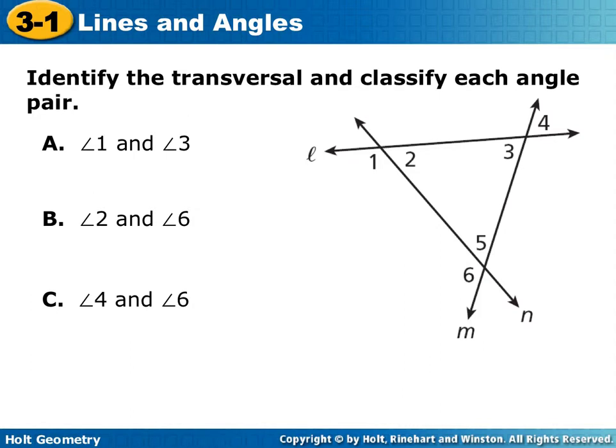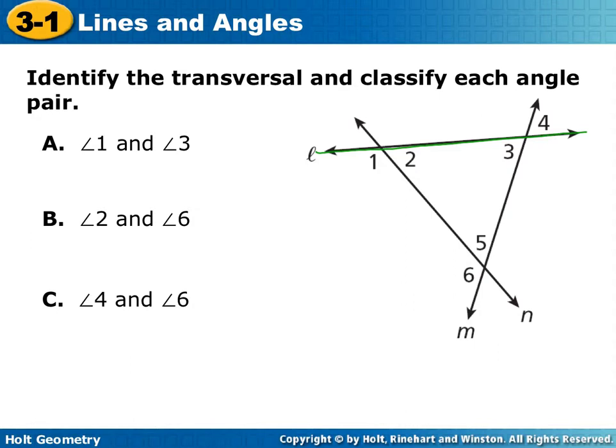Is it line L, M, or N? Jacob? L. Okay. So here's my transversal. Then angle 1 and 3 would be what kind of angles? Are they corresponding, alternate interior, or alternate exterior?